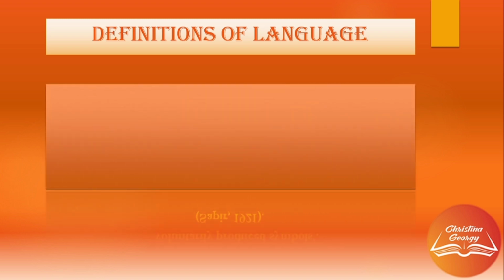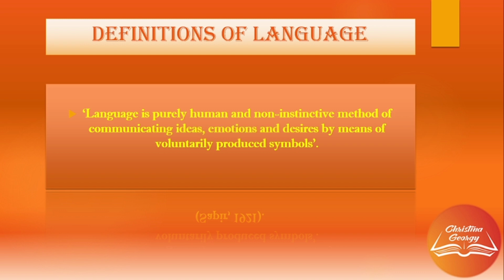Moving on to the next definition, the most widely used definition of language is that which is put forth by Edward Sapir. Who was Edward Sapir? An American linguist. According to Sapir, I quote, language is purely human and non-instinctive method of communicating ideas, emotions, and desires by means of voluntarily produced symbols, I unquote.